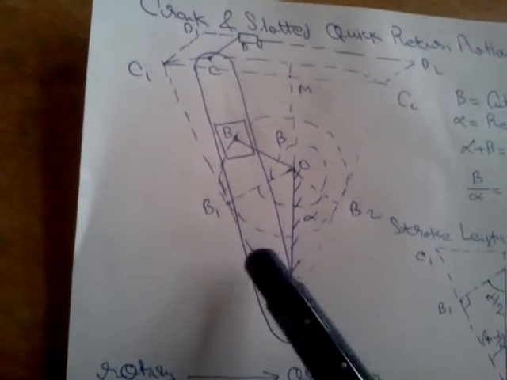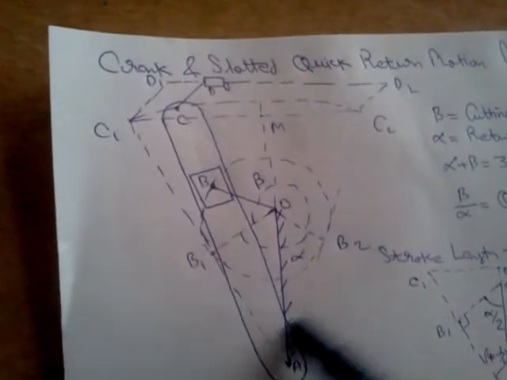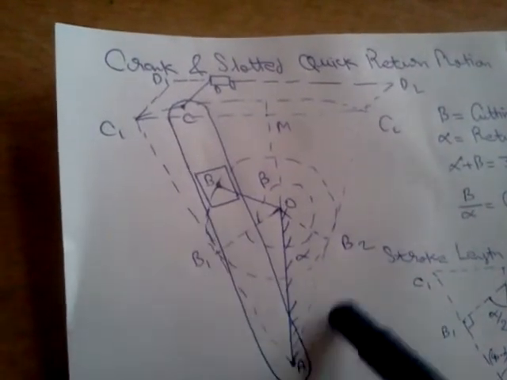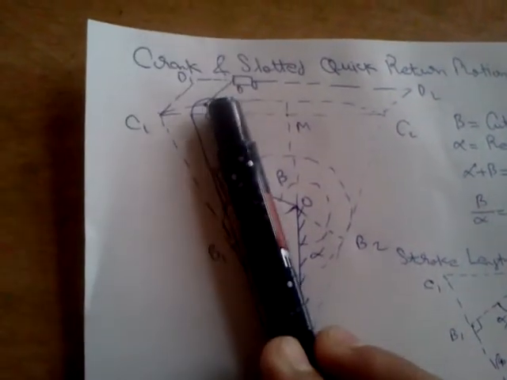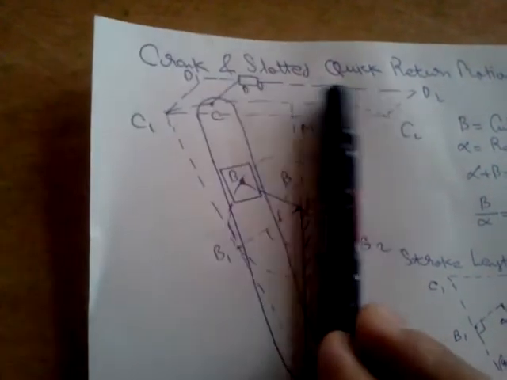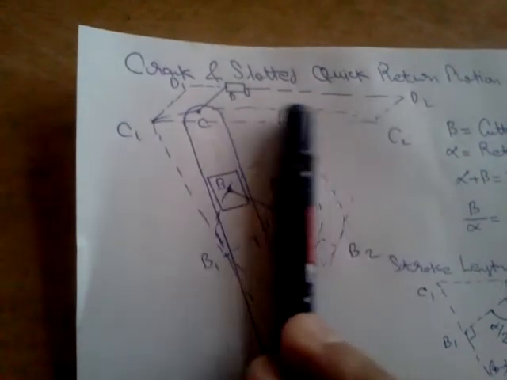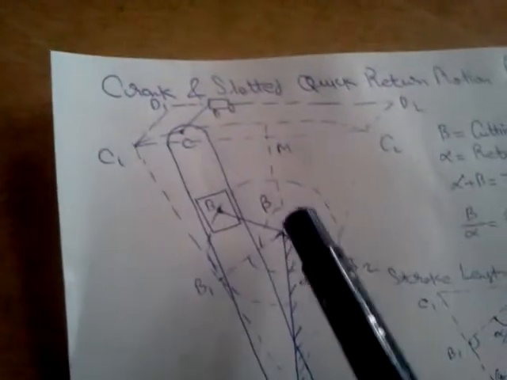So here this circle is the trajectory of the point B as the crank rotates in this direction, and this will oscillate the slotted bar from C1 to C2. So from C1 to C2, that is the stroke length. Now calculating the stroke length.